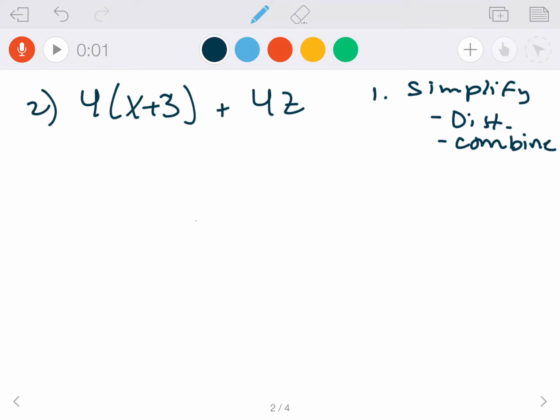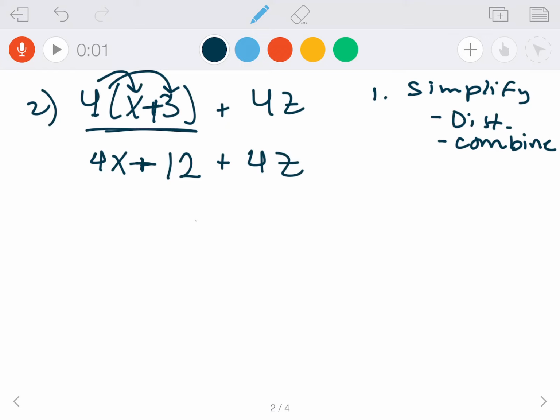So our first step here is to distribute. We have these parentheses here we need to distribute through. So first we start with that 4 times x is 4x. And then we have 4 times 3, and 4 times 3 is 12. Again, this is positive because this is positive and that number 4 is positive. And then we just carry down the second part, 4z.